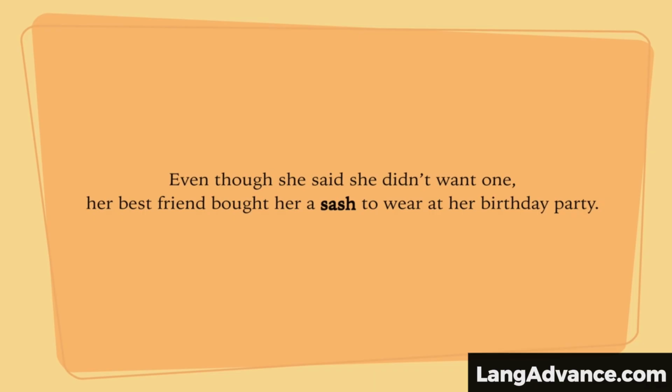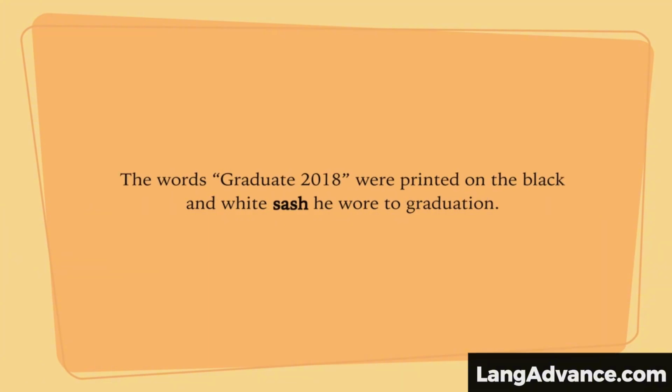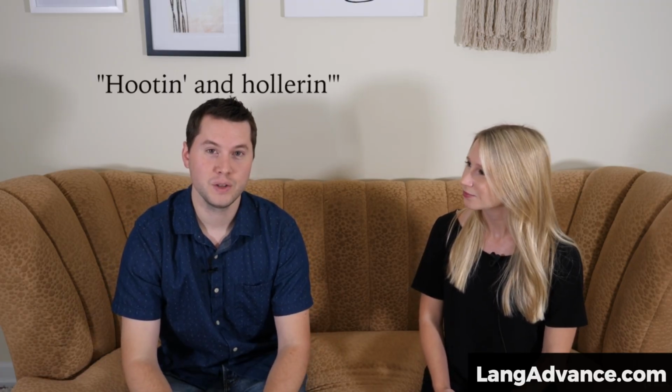Let's look at an example of how we would use sash in a sentence. Even though she said she didn't want one, her best friend bought her a sash to wear at her birthday party. The words "Graduate 2018" were printed on the black and white sash he wore to graduation. The next word is hooting.